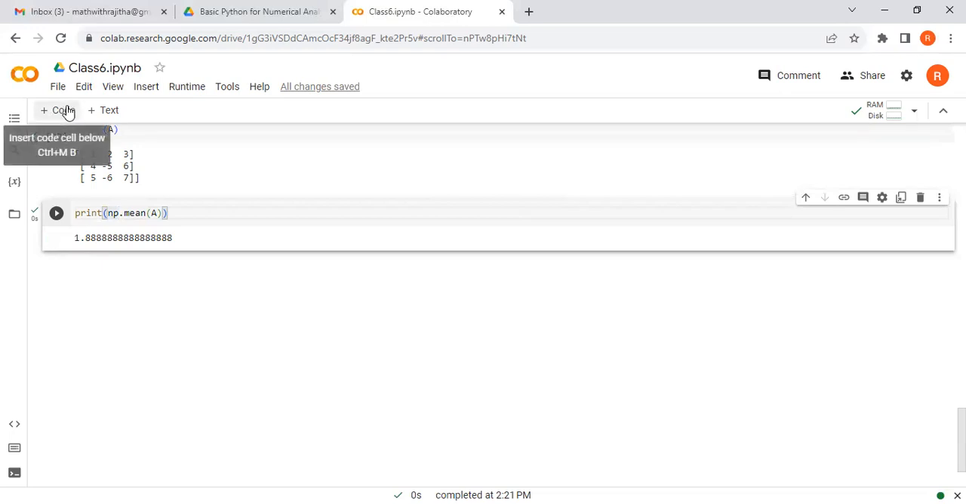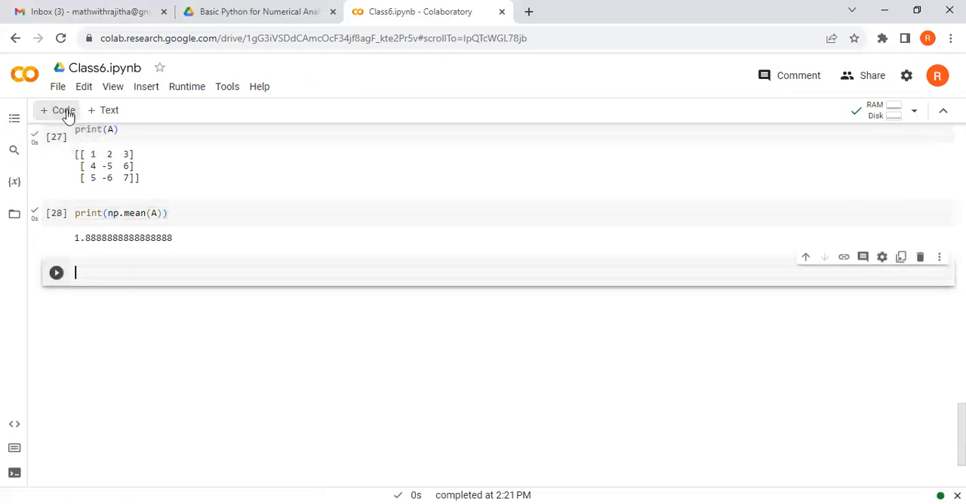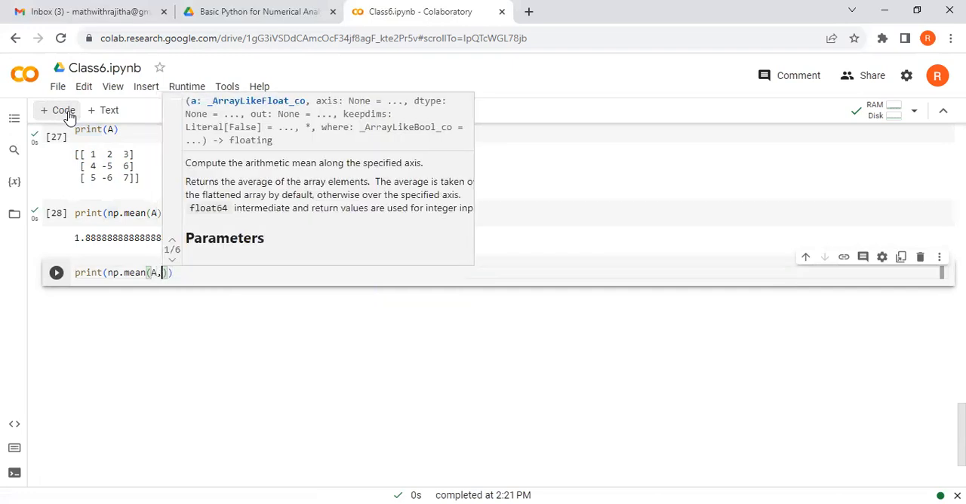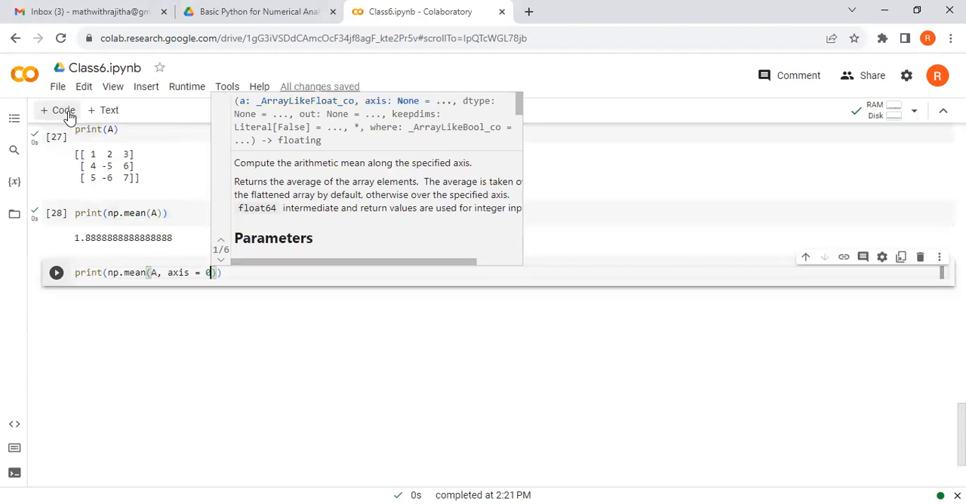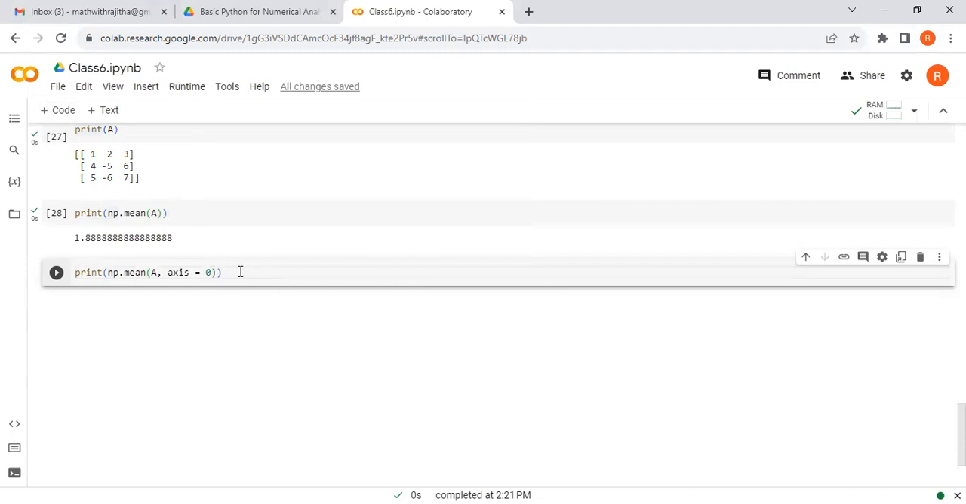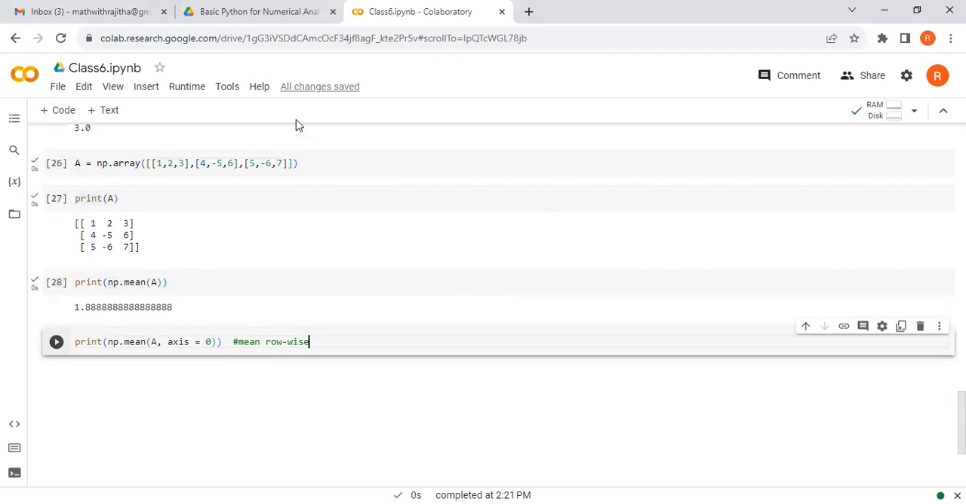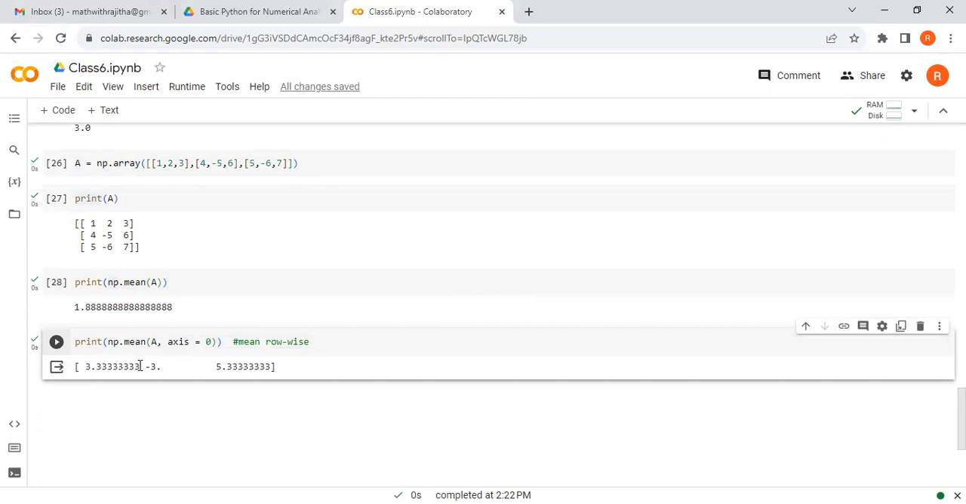Okay, that's fine. The next one, print np.mean A, axis equals 0. This is the mean row wise. What does that mean? Let me run the code and see what happens. So it gives me a vector, 3 point something.